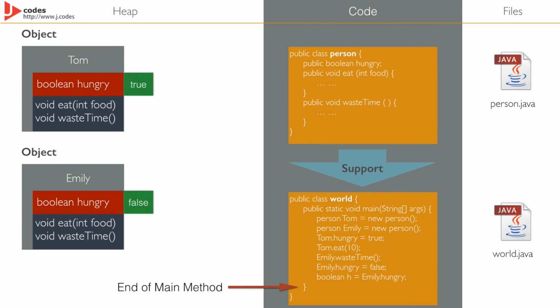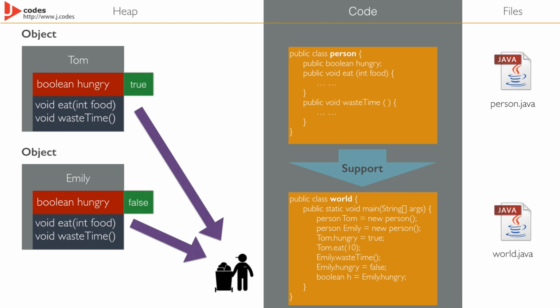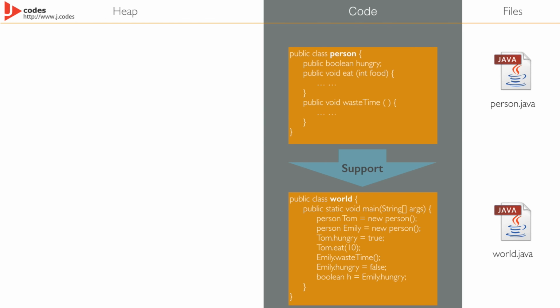Now, we've reached the end of the main method. At this point, Java detects that the method has ended and we no longer need the objects Tom and Emily anymore. Therefore, the Java garbage collector will remove the objects from the heap in memory. Then the procedure is done.